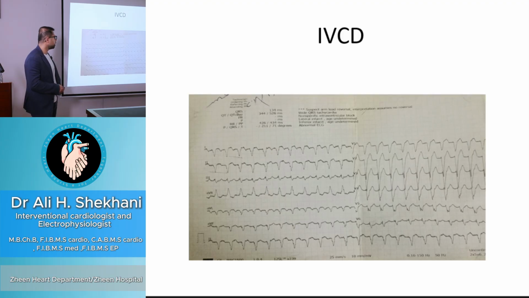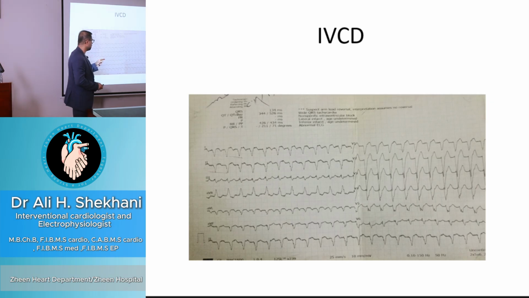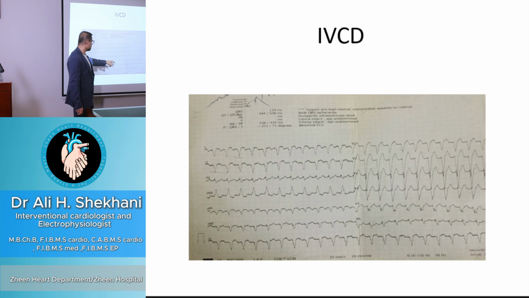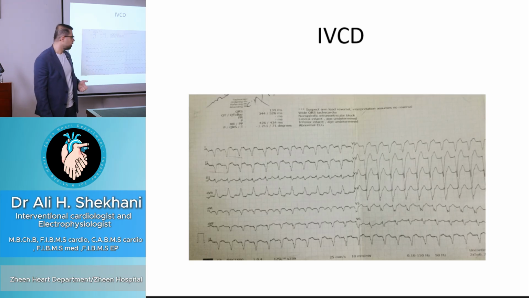This is intraventricular conduction delay. As I told you, for the left bundle branch block, there should be positive R in V5, V6. This ECG, from the first look, you can identify that this is left bundle branch block. But on close observation, when there is negative QRS in V5, V6, it means there is non-left bundle branch, and the diagnosis is intraventricular conduction delay.